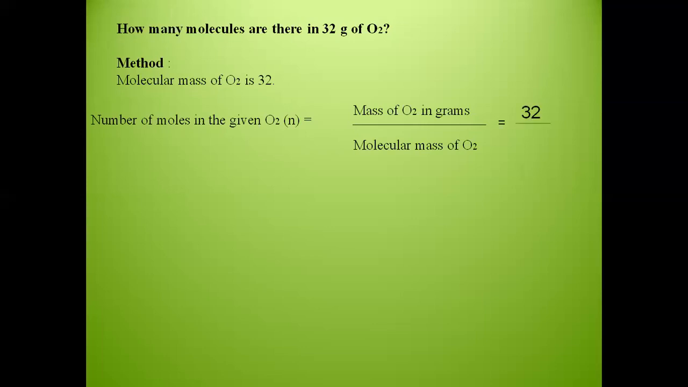And the molecular mass which I am getting is also 32. So when I have 32 divided by 32, my answer is going to be 1 mole. So how many molecules are present in 1 mole? That is an easy question now. We don't have to calculate anything, because according to Avogadro's concept, we know that 1 mole of any substance is going to contain 6.022 into 10 raised to 23 molecules.